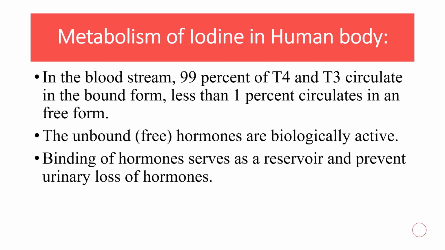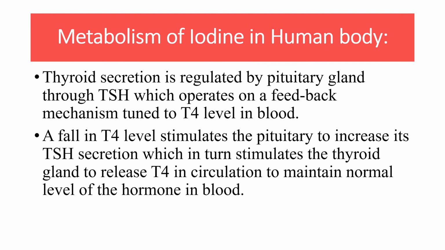Thyroid hormone secretion is regulated by the pituitary gland through thyroid stimulating hormone, which operates on a feedback mechanism based on the levels of T4 in the blood. Any fall of T4 level stimulates the pituitary to increase production of TSH, which in turn stimulates the thyroid gland to release T4 into the circulation to maintain normal levels of hormone in the blood.